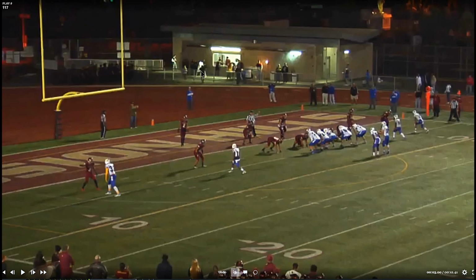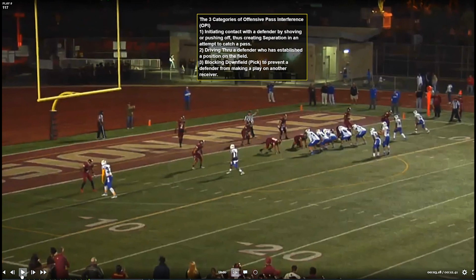On this play, we're dealing with potential pass interference, but this time by the offense. Let's talk a little bit about the categories of offensive pass interference. The first category is the one that's most commonly thought of as offensive pass interference. That's where the offensive player initiates contact with the defender and then either shoves or pushes off, creating separation in order to catch a pass. The other two types of offensive pass interference: driving through a defender who has established a position on the field, and 3 is the pick play, blocking downfield to prevent a defender from making a play on another receiver or on the ball.